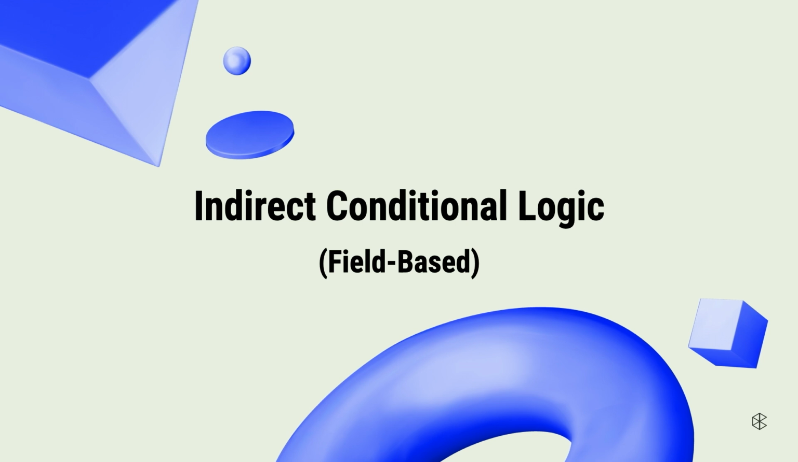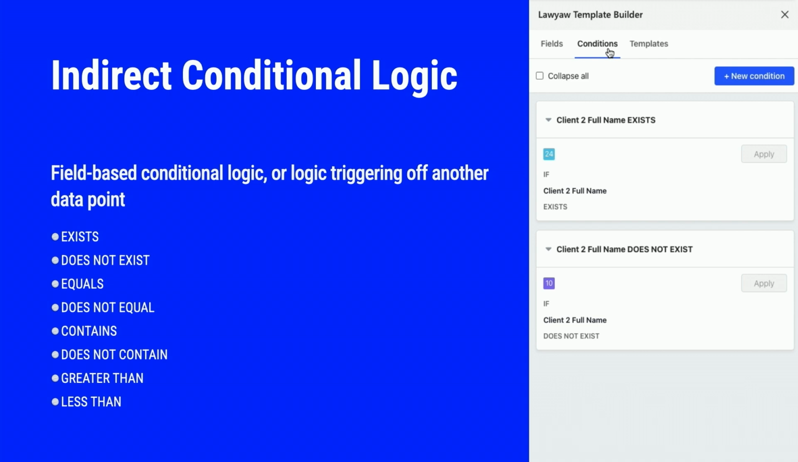The other way is to trigger it off of a field or another data point. And this is indirect conditional logic. And there are a number of different operators you can use there. The most commonly used is exists. This means that there's data or some value stored in a particular field. Does not exist is right along with that. But in the case, as we'll see with our pronouns, equals is the one you're going to look at.